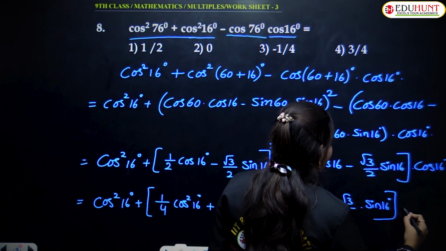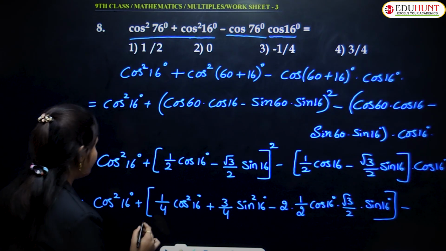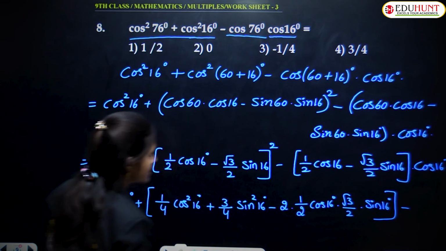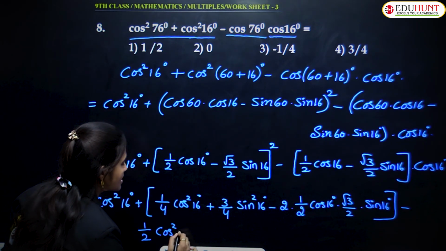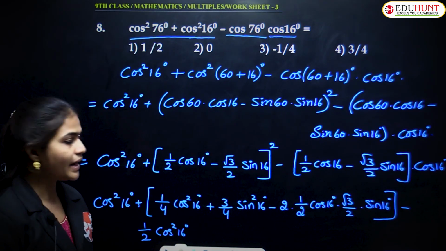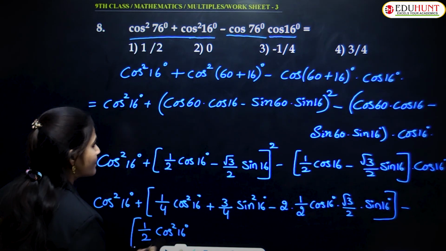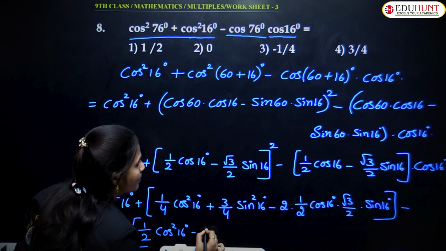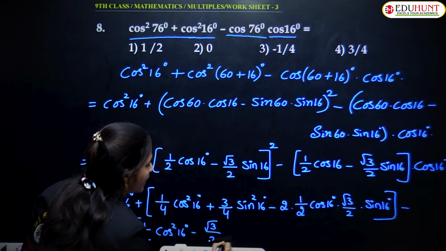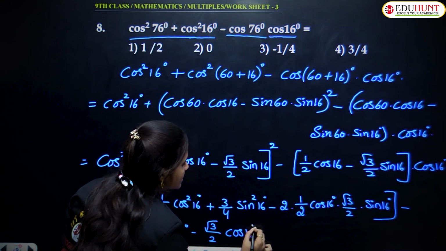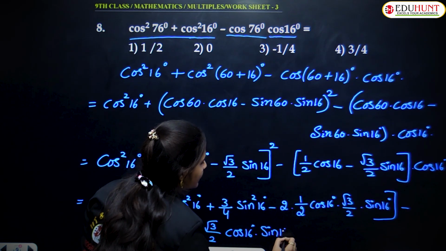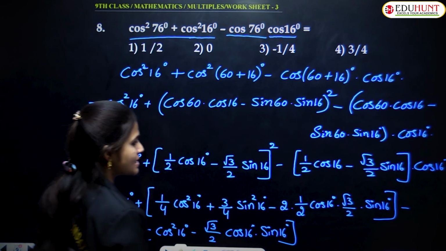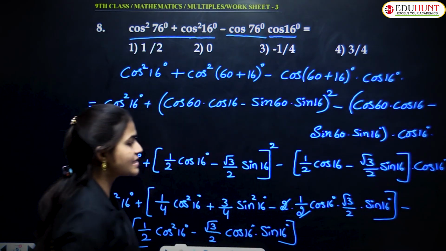Okay. Minus, and here simplification: 1 by 2 cos 16 into cos 16 is equal to 1 by 2 cos square 16 degrees. Next, root 3 by 2 sin 16 into cos 16 minus root 3 by 2 cos 16 degrees into sin 16 degrees. Okay. Now here any cancellations, ma? Yes. Here 2 and 2 get cancelled.